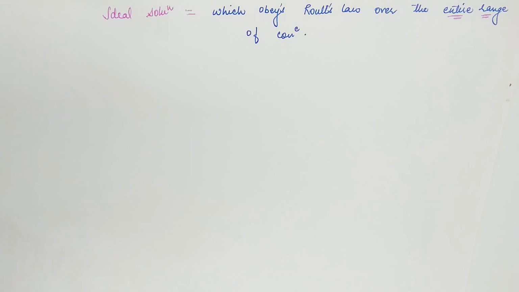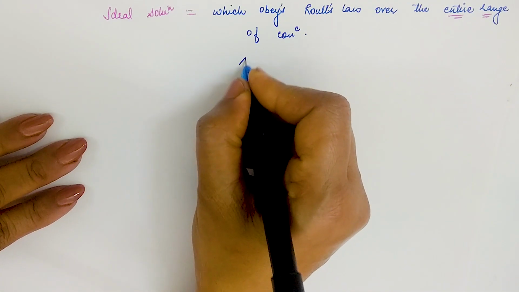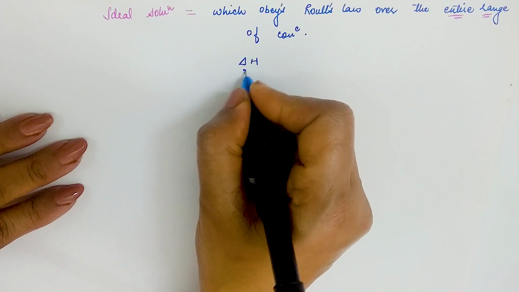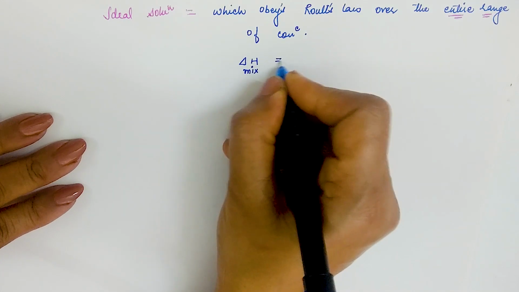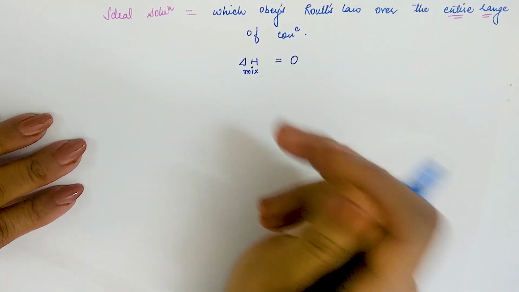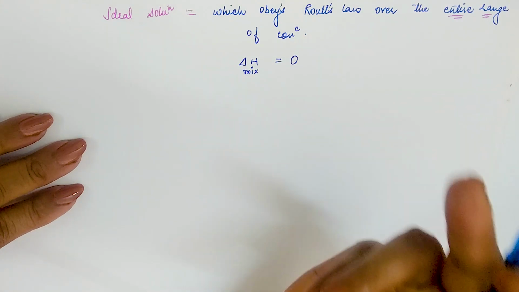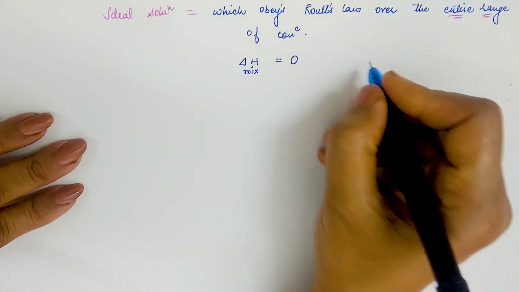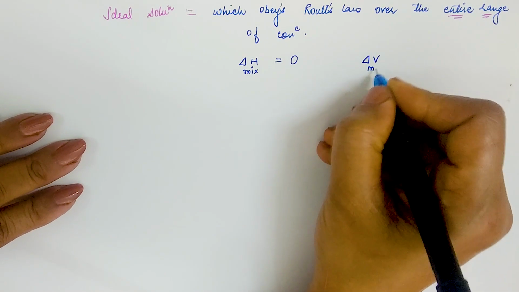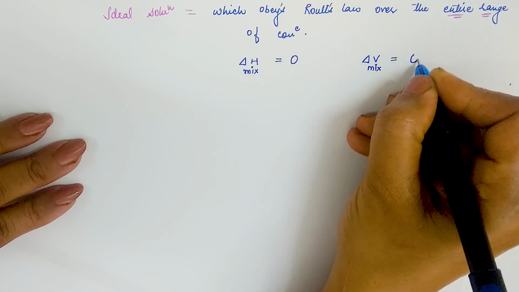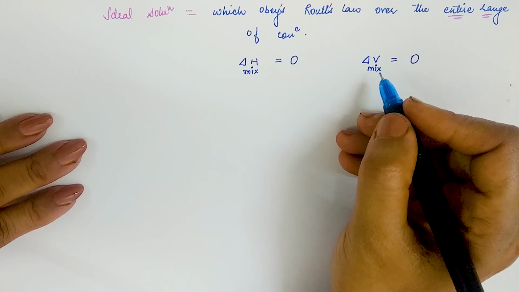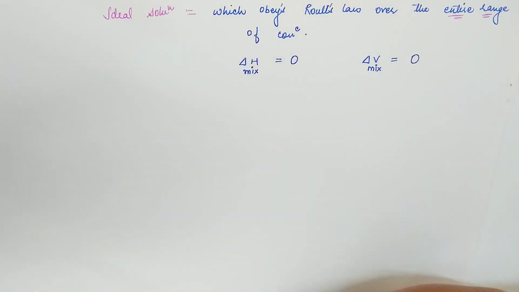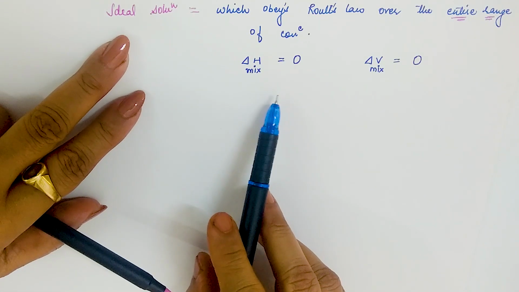Now what he said is that when we are talking about this ideal solution, when you mix two liquids, one liquid dissolved in the other liquid, the delta H of mixing is equal to 0. It means neither the enthalpy or the heat is evolved out nor it is absorbed in the given solution. And the delta V of mixing is also equal to 0. What does it mean? There is no change in the volume. You are adding two liquids, there is no change in the volume. This is the ideal solution.